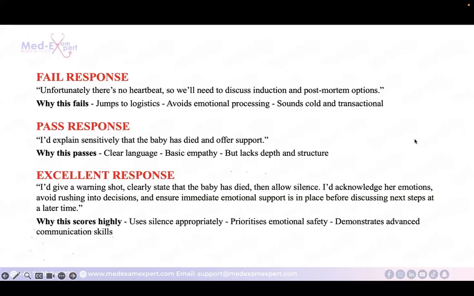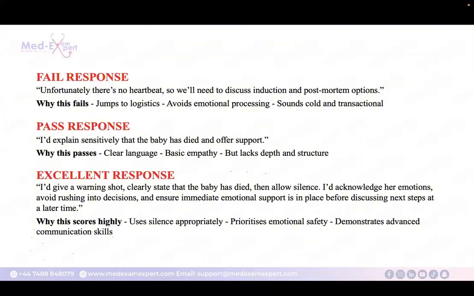So let's see what would be the fail response. Unfortunately, there's no heartbeat, so we will need to discuss induction and postmortem options, etc. So it jumps to logistics, avoids emotional processing, and sounds cold and transactional. A pass response will be, I will explain sensitively that the baby has died and offer support. You're offering clear language, basic empathy, but it lacks depth and structure.